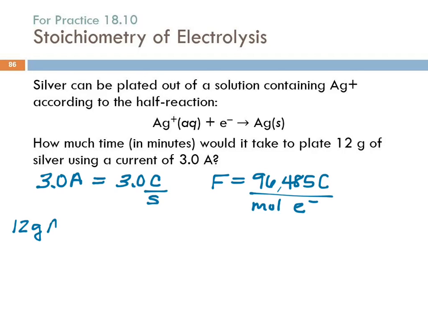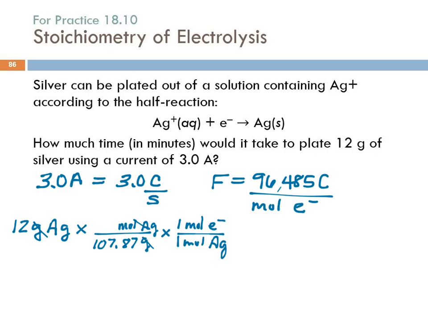So 12 grams of silver. Well, we're going to use our chemical equation here and see that we need 1 mole of electrons for every mole of silver, right? But we don't have this in moles yet. We need to get moles of silver. Well, what's the relationship between moles and grams of silver? Periodic table behind me. 107.87 grams of silver per mole. So those units cancel out. So now I've got moles of silver. There's 1 mole of electrons for every 1 mole of silver that gets plated. Stoichiometry, 1 to 1, right? Those units cancel out. So we've got moles of electrons.